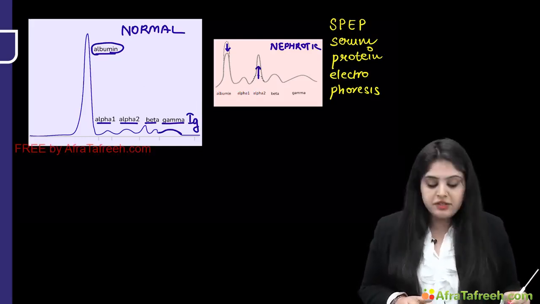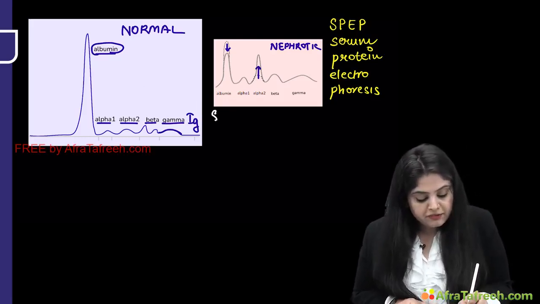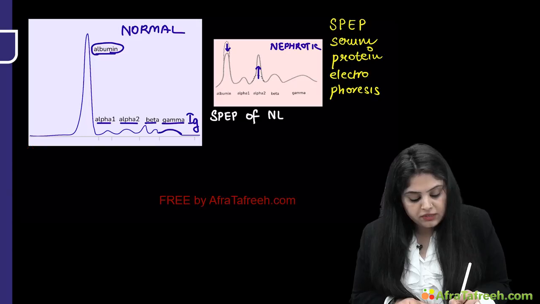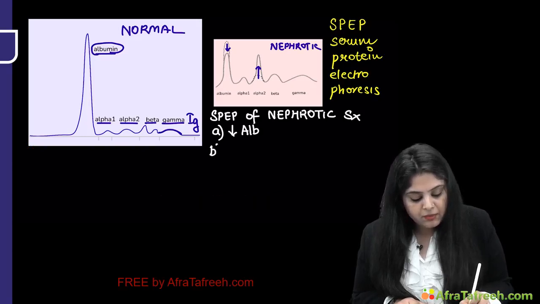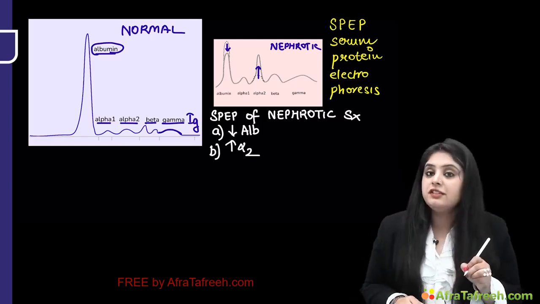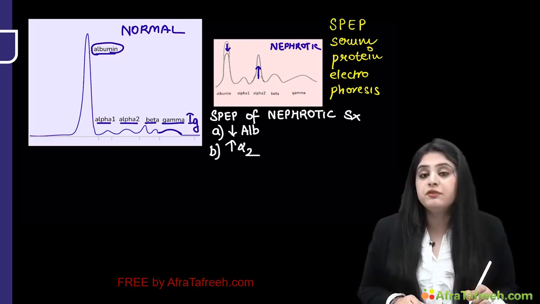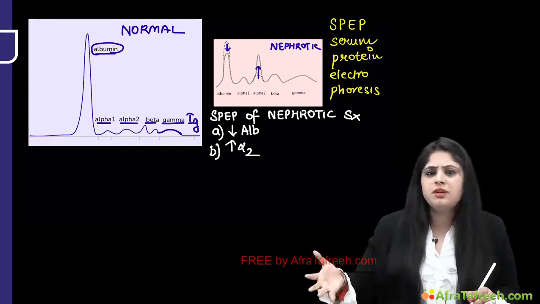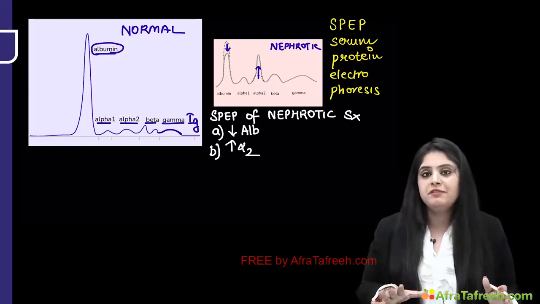This is a compensatory increase. So remember, if they ask you what are the SPEP findings of nephrotic syndrome, please note, number one, there's a decrease in the albumin, and number two, there is an increase in the alpha-2 proteins. You will see this in a lot of your grand tests and in a lot of your GT questions, MCQs, subject-wise tests, all-time favorite.